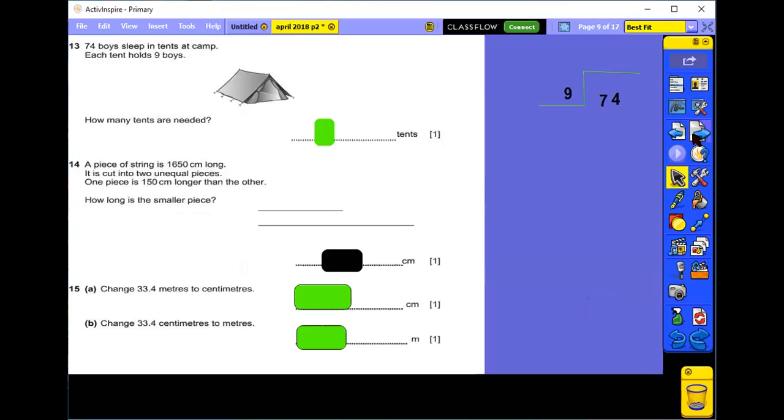Now here is the question that comes, Ya Hussein, and I want you to explain the answer to me. Here, guys, he's telling you 74 boys sleep in a tent at camp. Each tent holds 9 boys. Get ready, Ya Hussein, because I want to hear how you're going to do this question quickly. Ya Hussein, can you give me the answer?